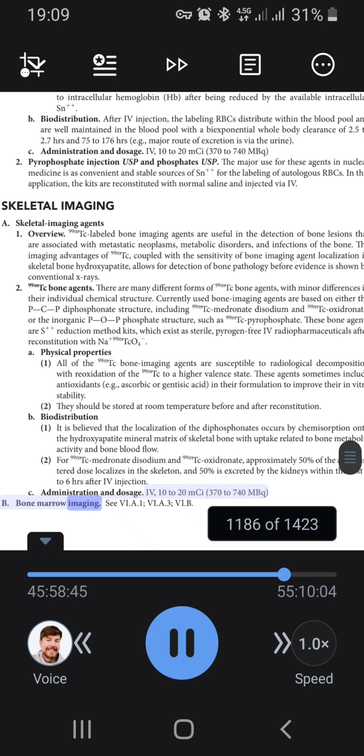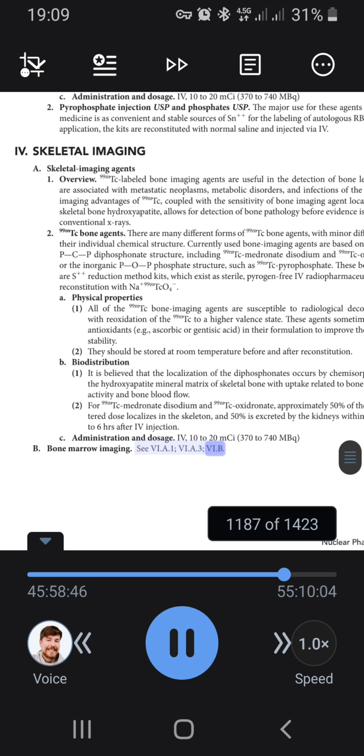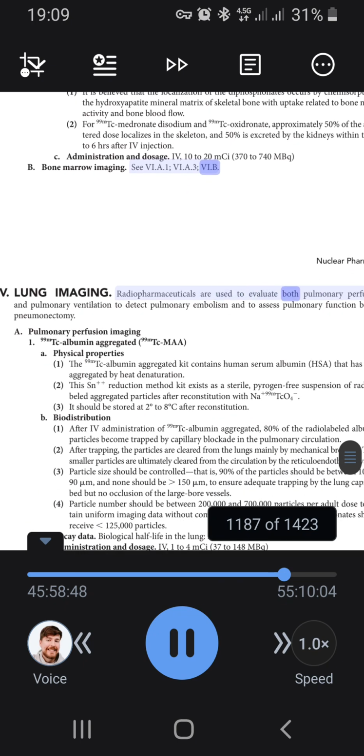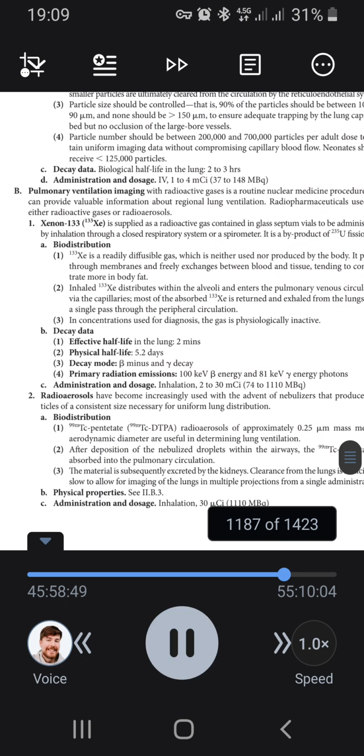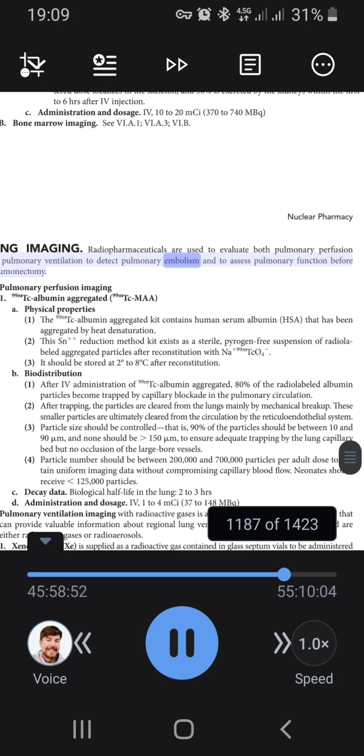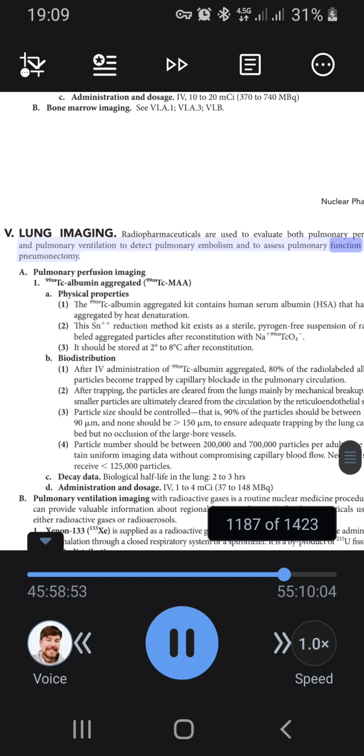Bone marrow imaging. Lung imaging. Radiopharmaceuticals are used to evaluate both pulmonary perfusion and pulmonary ventilation to detect pulmonary embolism and to assess pulmonary function before pneumonectomy.